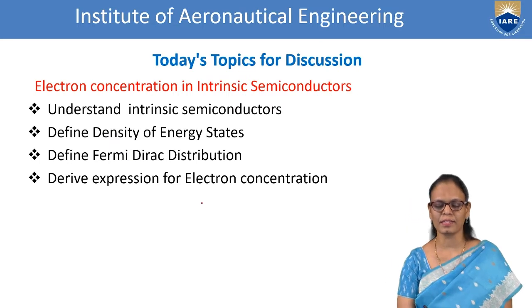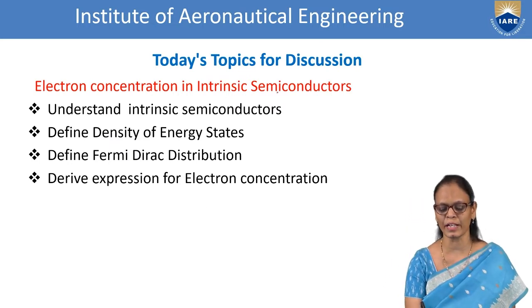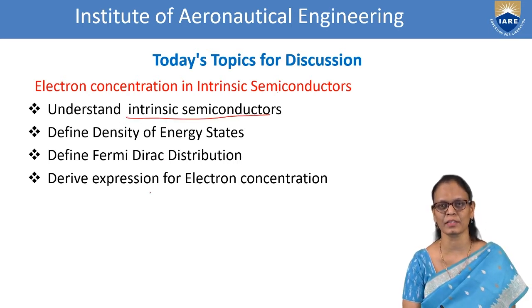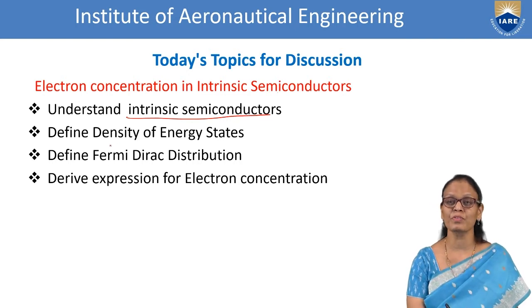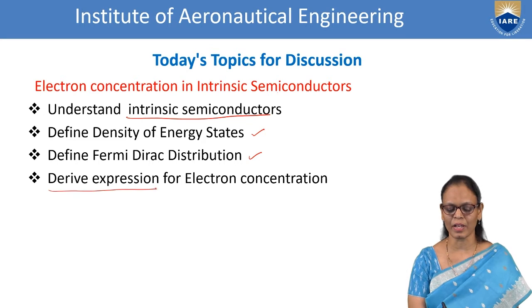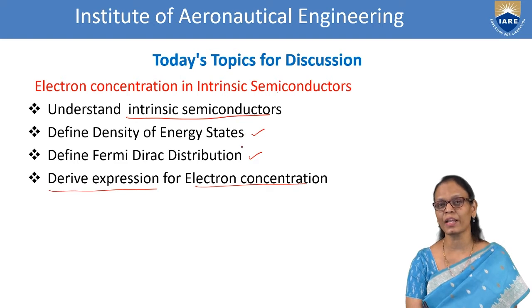So how we are going to discuss this topic, the electron concentration in intrinsic semiconductor. First we need to understand what intrinsic semiconductors are. Then we are going to define the density of energy states. Then we define the Fermi-Dirac distribution and then derive the expression, because to derive the expression for electron concentration, it is very important to understand the energy states and also the Fermi-Dirac distribution. So we will first discuss these things and then derive the expression for electron concentration in intrinsic semiconductor.